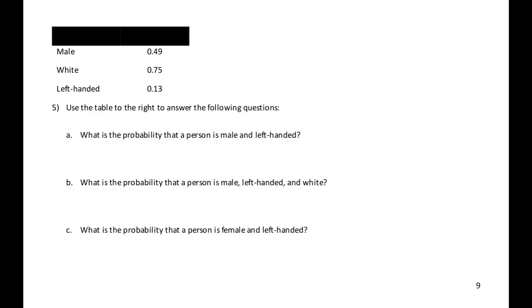Use the table to answer the following questions. Does the fact if someone's a male determine whether or not they are white? No. Does the fact that someone is left-handed, does that help determine that somebody is male? No. So these, again, are all independent events. Okay? They are independent. And if something is independent, you just multiply. Okay? Bruno, did you hear that? If they're independent, then you just multiply.